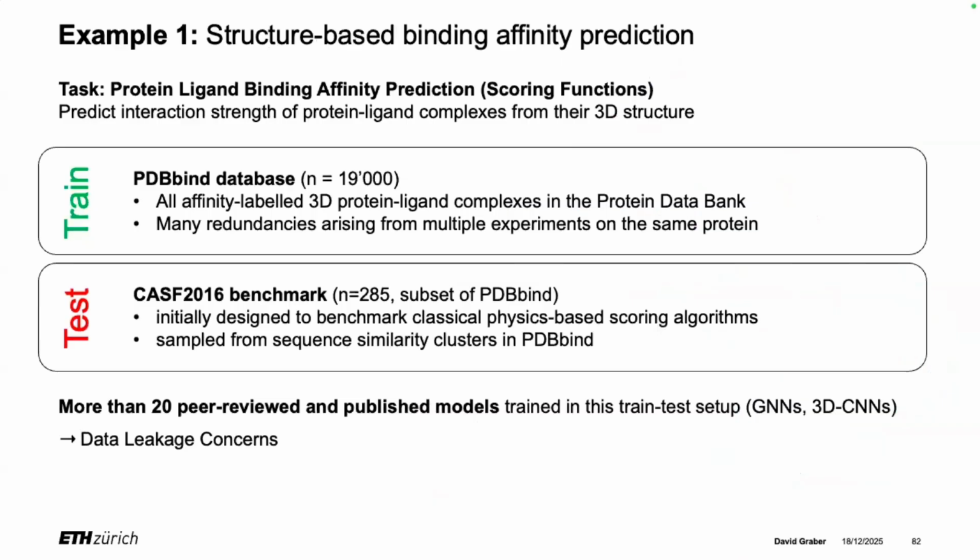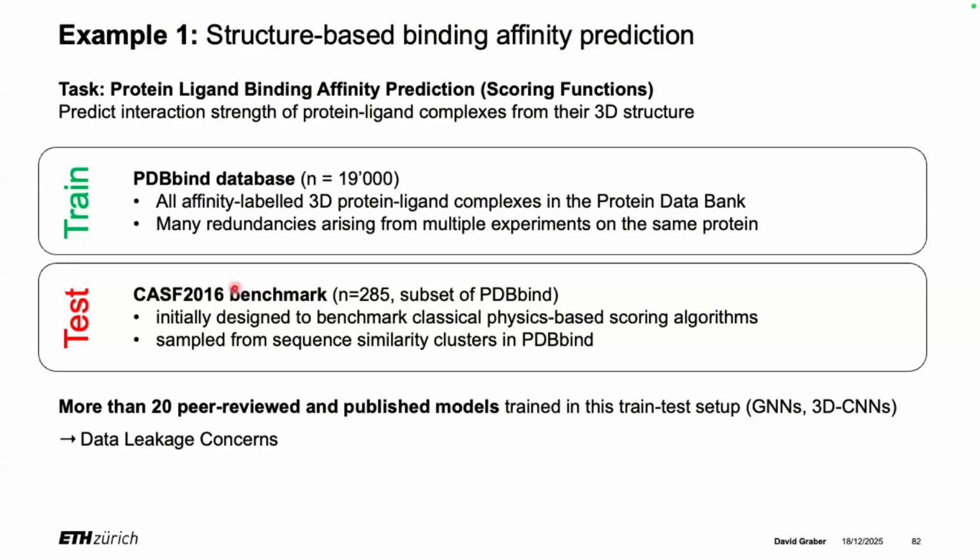An example for that would be the task of structure-based binding affinity prediction, where you predict the interaction strength of a protein and a small molecule from their three-dimensional interaction structure. And the main data set that is used for that is this PDBbind database that collects all these complexes from the Protein Data Bank and assigns binding affinity labels to them. And this contains a lot of redundancies arising from multiple experiments on the same protein.